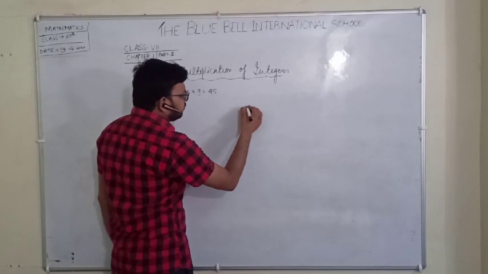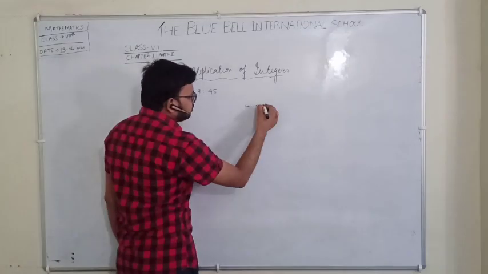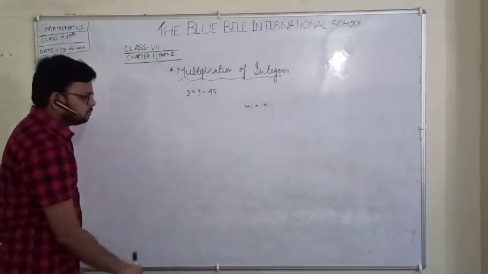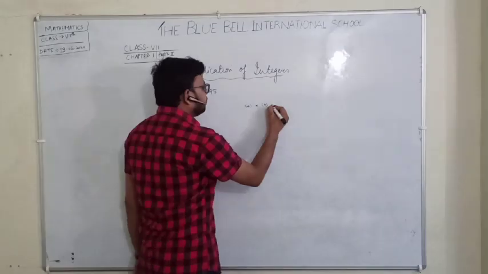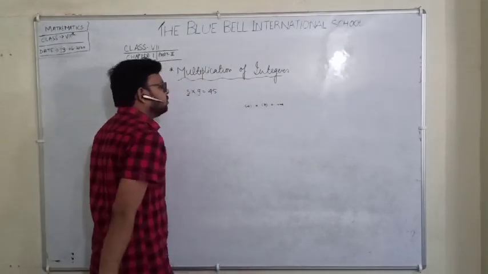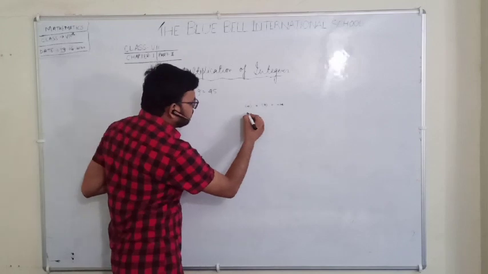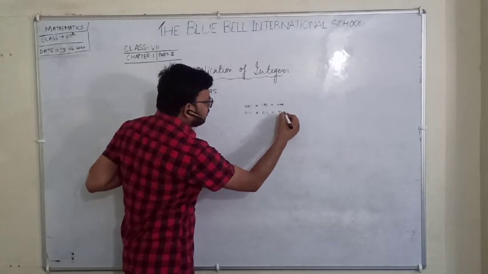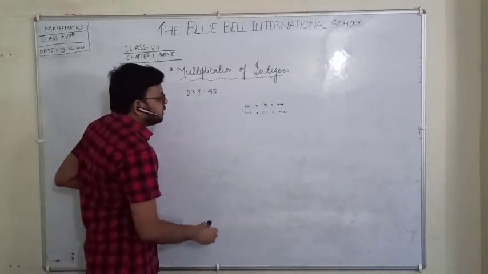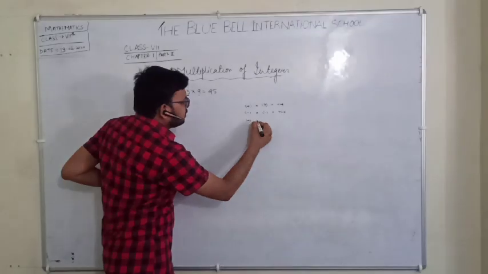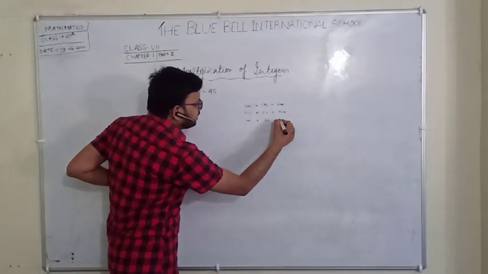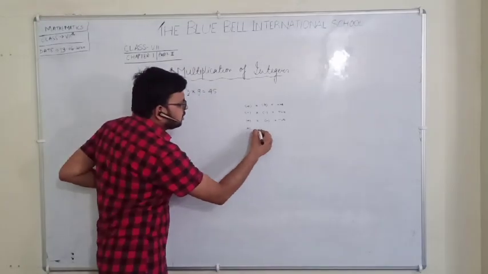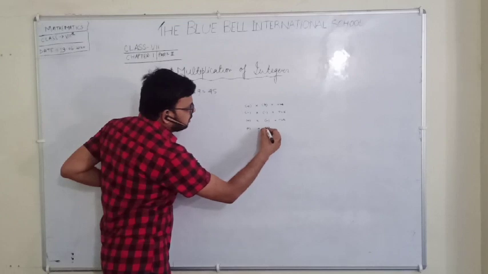If the first number is positive and the second number is also positive, then the answer will be positive. And if the first number is negative and the second number is also negative, then the answer will be positive. If the first number is positive and the second number is negative, the answer will be negative. And the last one is, if the first one is negative and the second one is positive, the answer will be negative.